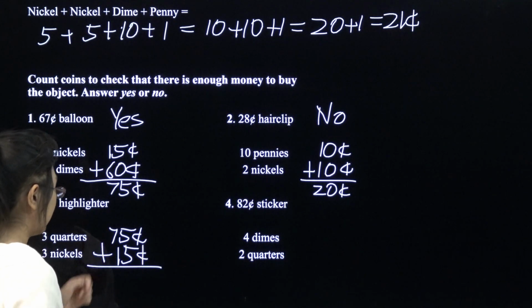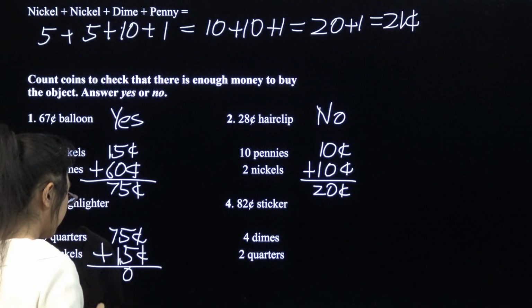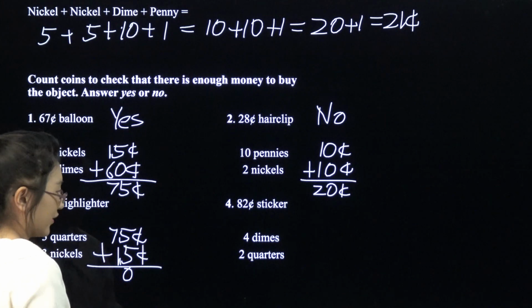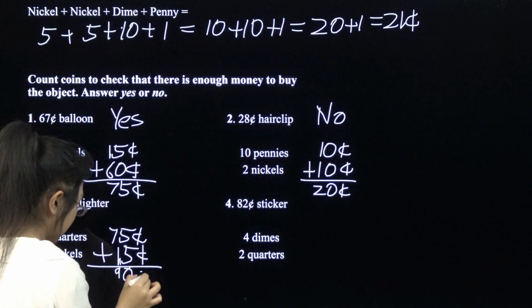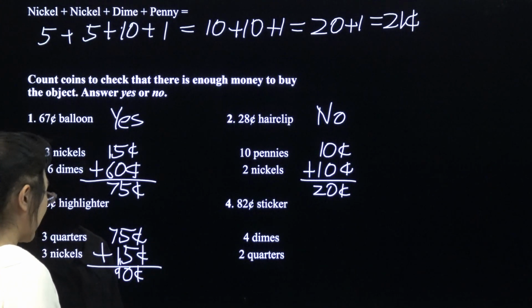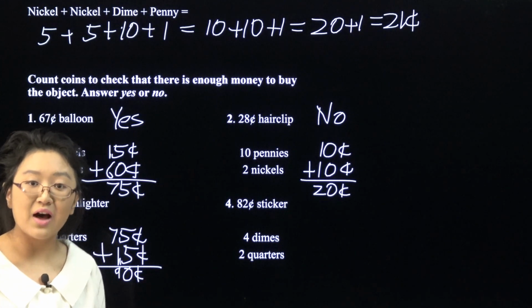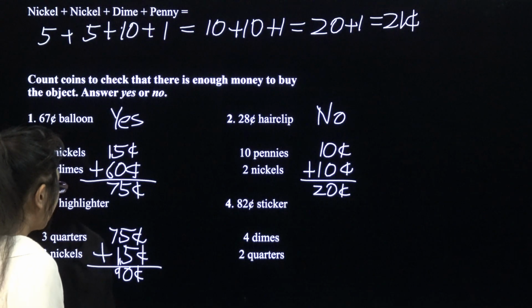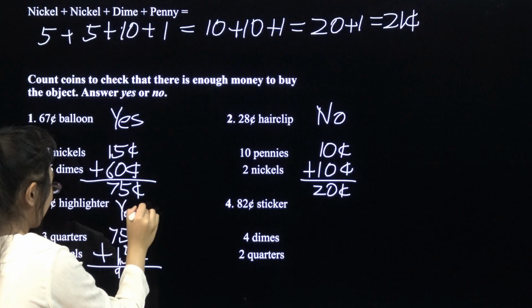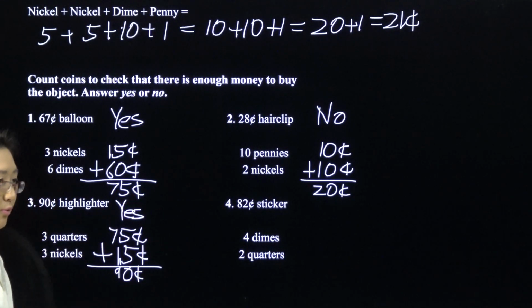We line them up. 5 plus 5, 10, regroup. 7 plus 1 plus 1, 7 plus 2, 90 cents. We have just enough money. We need 90 cents, and we have 90 cents. Meaning that, yes, we can buy the 90-cent highlighter with 3 quarters and 3 nickels.